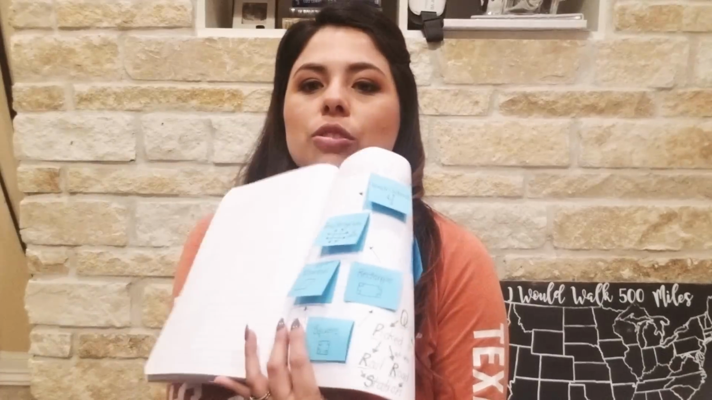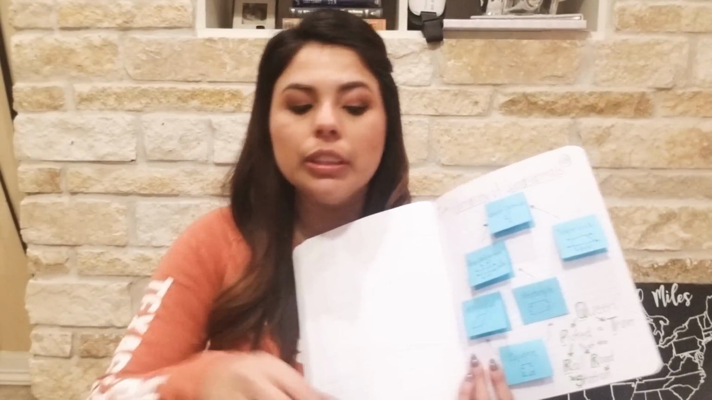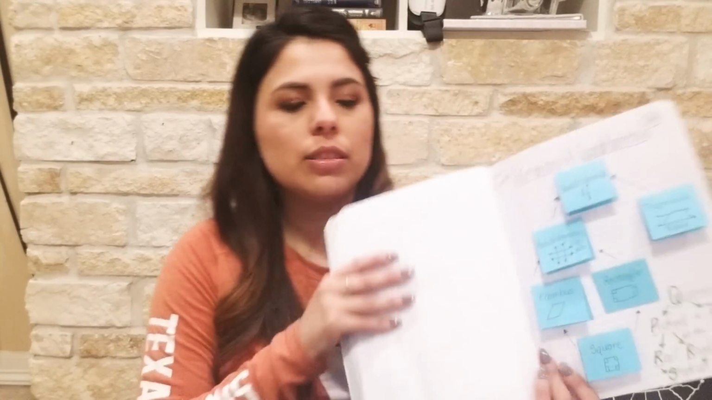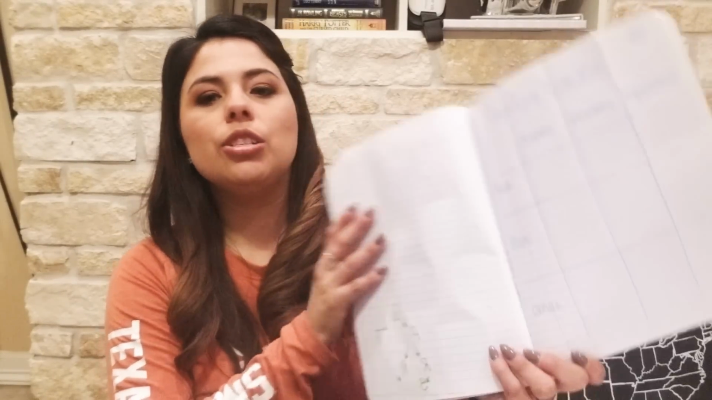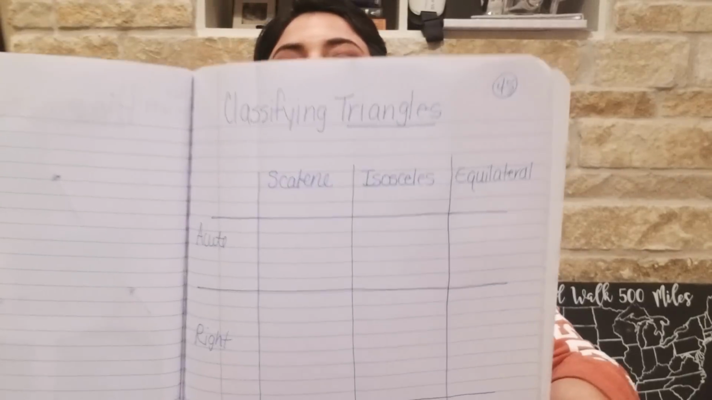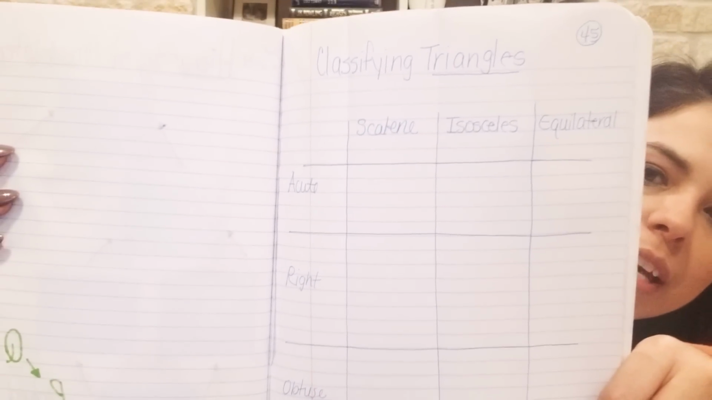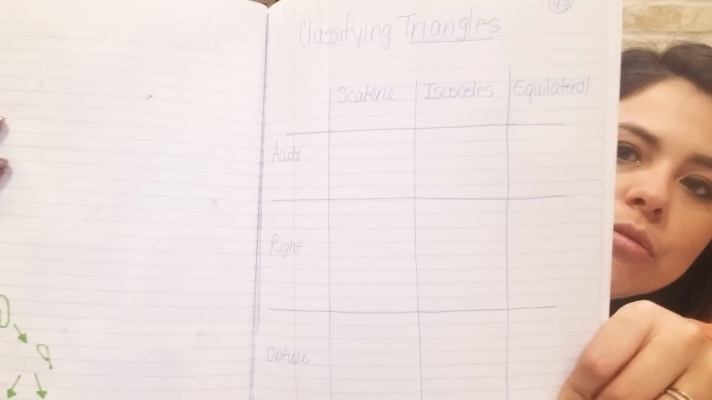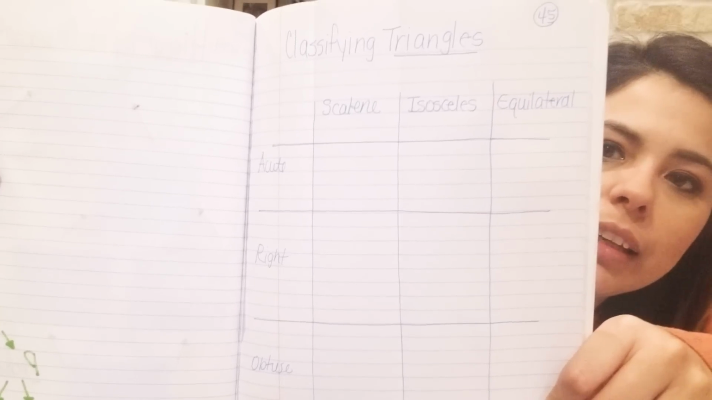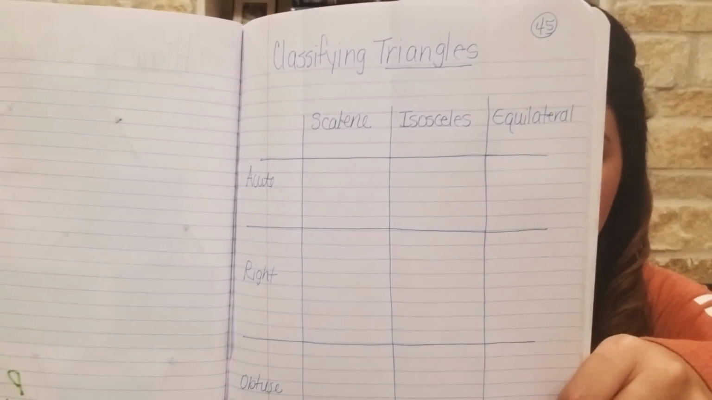So again, this was yesterday. Yours might look a little bit different if you're in Miss Rodriguez's math class. That's okay. It's the same thing. And then we're going to turn our page, and I want you to draw this. Okay, hopefully you can see that. This is going to say classifying triangles. On the left side should be acute, right, and obtuse. And then at the top, we're going to do scalene, isosceles, and equilateral. Just like that. Okay, so pause that and copy that all down.